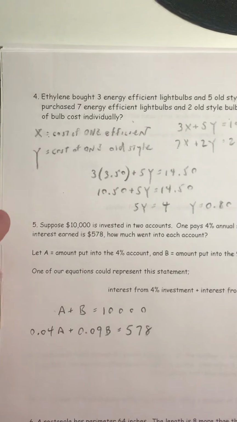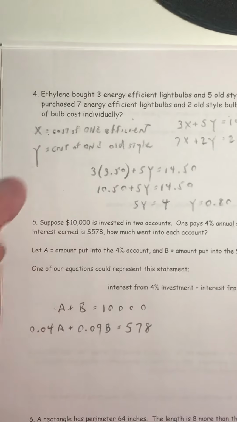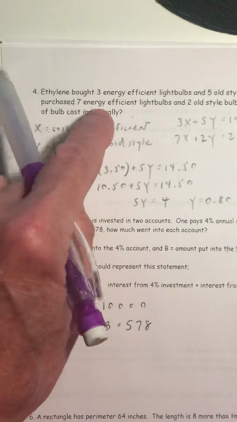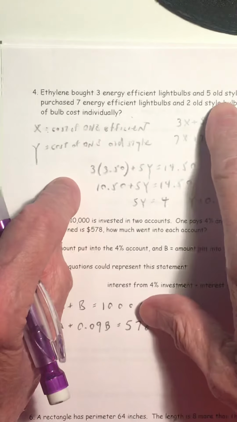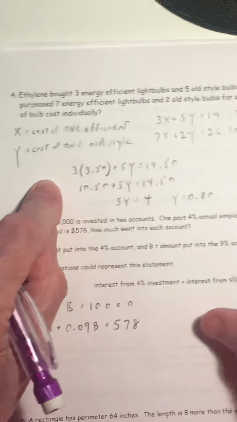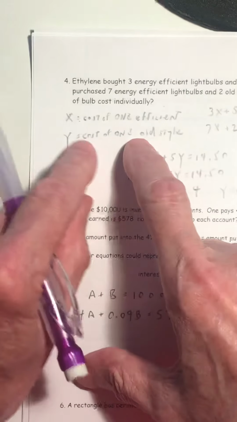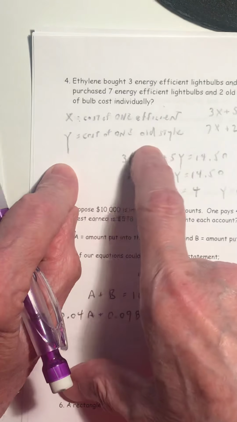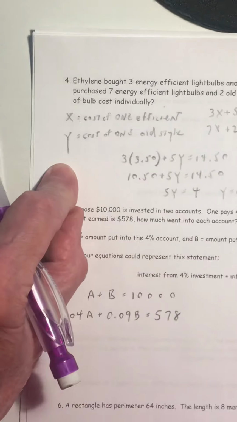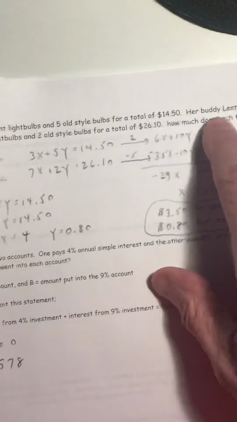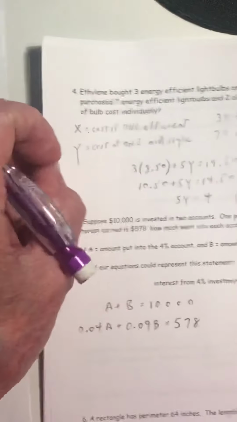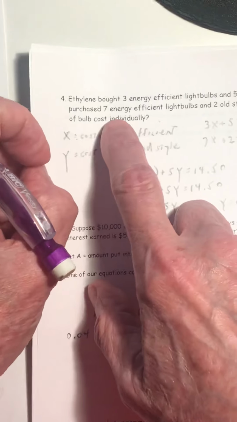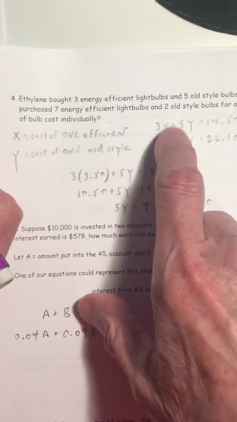Now we're on page 2, and we've got this shopping trip for 3 energy efficient light bulbs, 5 old style light bulbs, and I'm using X for the cost of one efficient and Y for the cost of one old style. There was a second shopping trip by Lester. Lester bought 7 efficient bulbs and 2 old style.